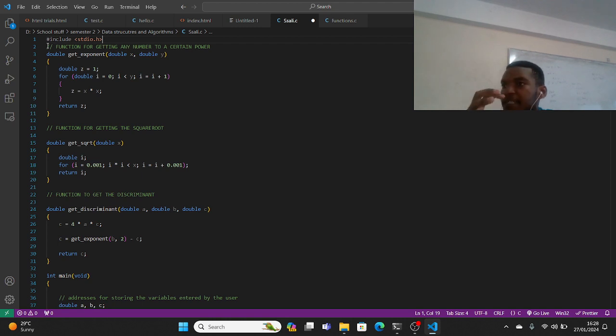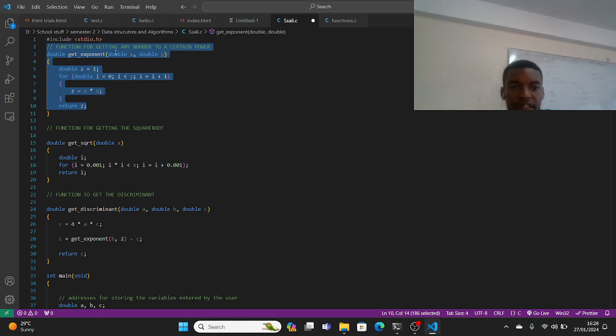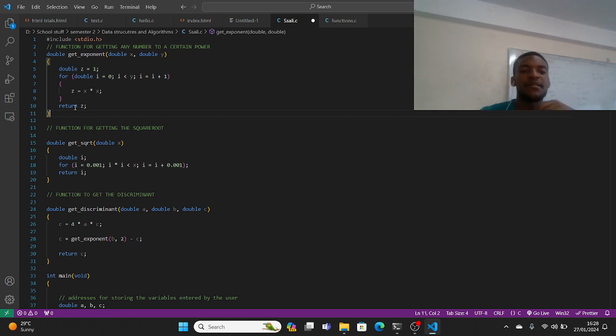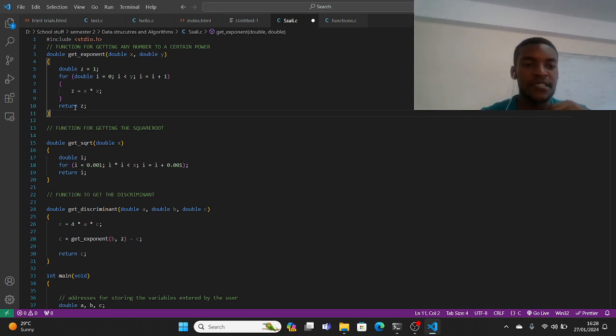Here we are trying to create code that can compute the roots of a quadratic equation. So basically, I had to initiate three functions to help me with that. That's basically the function for getting any number to a certain power. There is only one instance where we need this, but I just did it to practice my syntax, to get to know the syntax well.